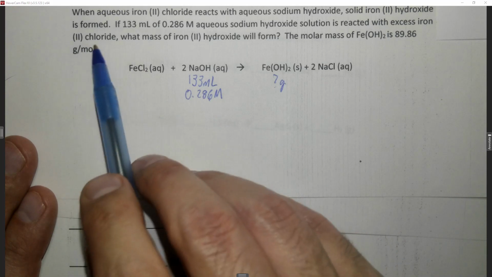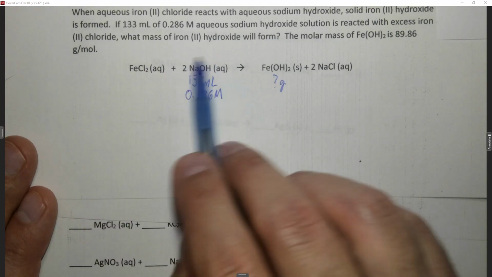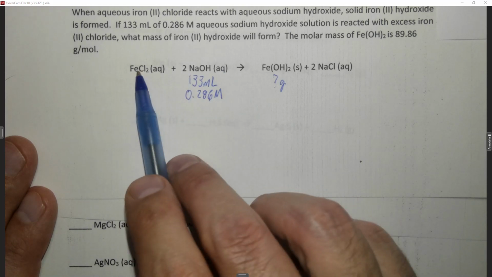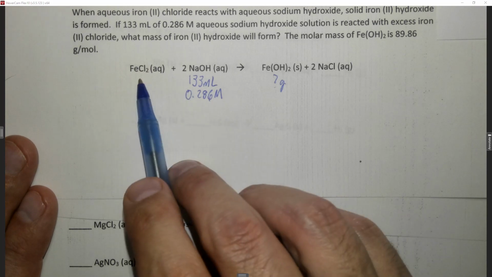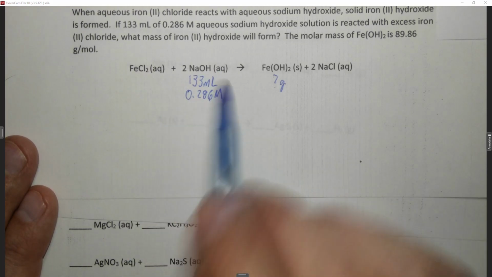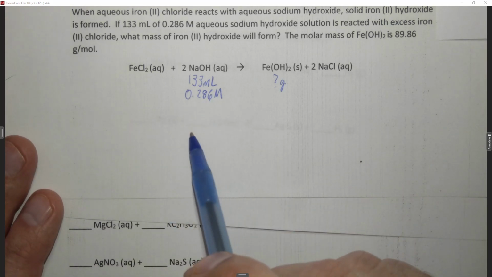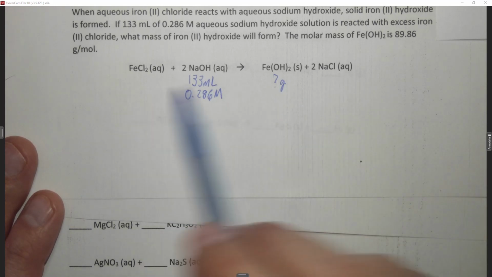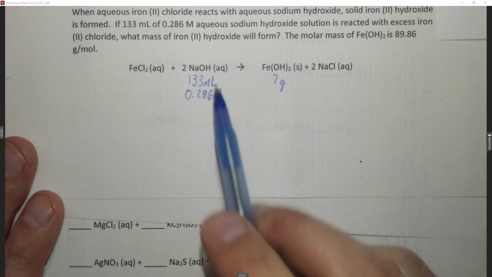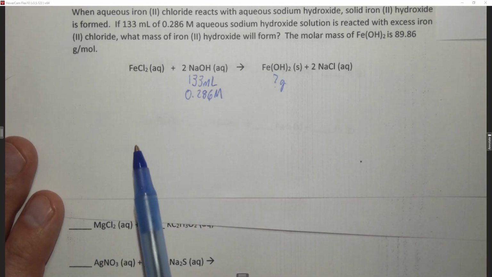We're also told that there's excess iron 2 chloride, which means we know this is the limiting reagent and we don't have to worry about this one. We have plenty of this one that it's not going to run out, so we don't need to do any math for it. We can focus our attention on this sodium hydroxide. In the previous question, it was a titration problem, but here we have a solution forming a solid, or a double displacement reaction, or a precipitation reaction specifically in this case. So let's look at what we can do.